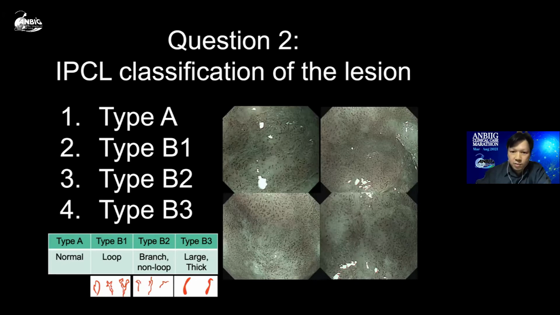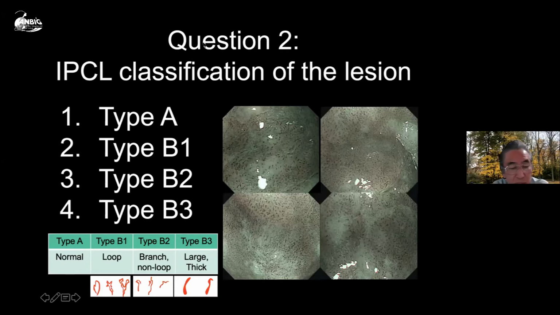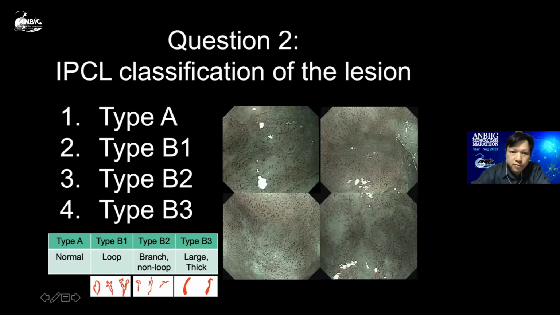Okay, I think half of the audience have voted. Most of the audience voted type B1, and some voted type B2.